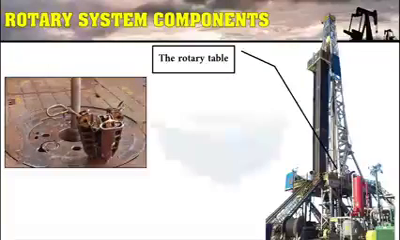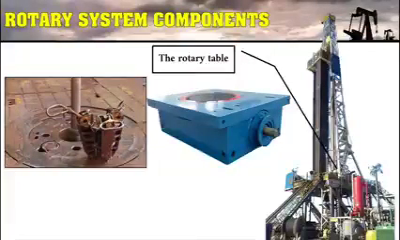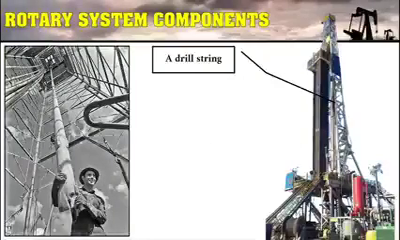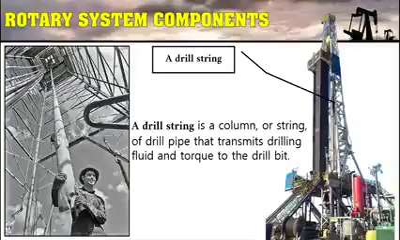Rotary table. The rotary table is located on the drill floor and can be turned in both clockwise and anti-clockwise directions. It is controlled from the driller's console. This rotating table has a square recess and 4 post holes. Next is the drill string. The drill string on a drilling rig is a column or string of drill pipe that transmits drilling fluid and torque to the drill bit.